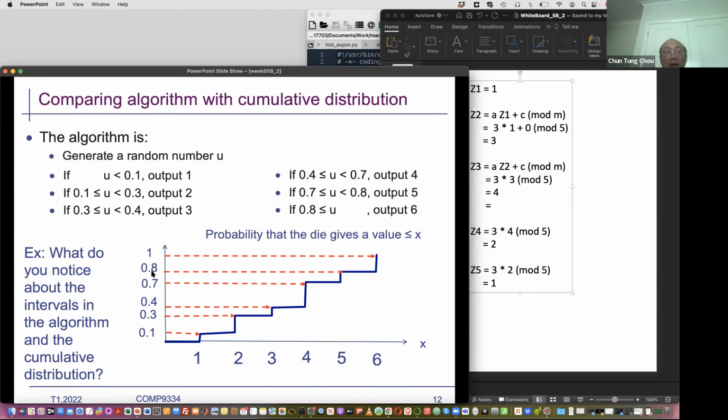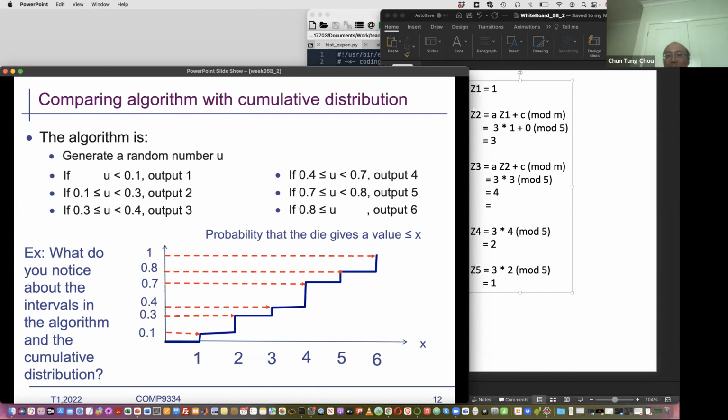Here, on the vertical axis, you are using exactly the same sequence of numbers, 0.1, 0.3, 0.4, 0.7, 0.8. So you are using the same numbers as in the cumulative probability density, as well as in the algorithm that you use to decide on what the number on the die that you should be outputting. Now, is this a coincidence or is there something deeper?